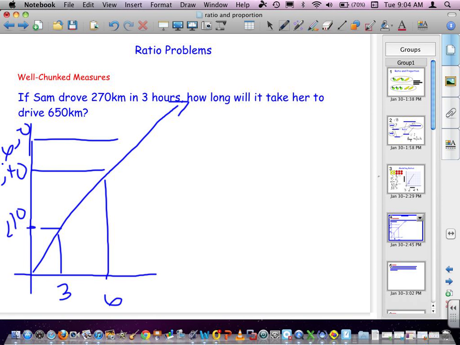And then how did you figure out the rest? Then we drew the line after that, so we knew exactly what. Then after another hour you can go how far? Another 90, which takes you to 630. And then how did you figure out what the last 20 kilometers would take? We just went up to 650 and drew over, and then drew the line down to our.